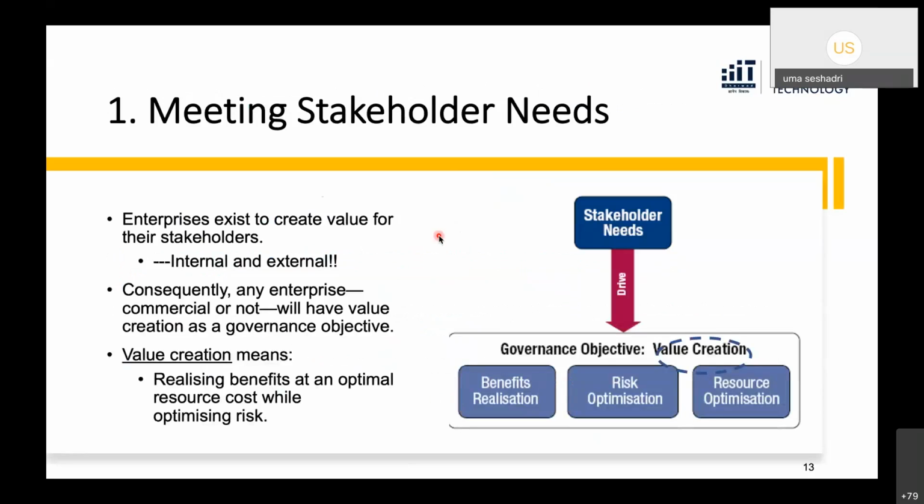Now let us go one by one. When we say it is meeting stakeholder needs, who are these stakeholders, and how do we have to look at stakeholder needs? An enterprise exists to create value for its stakeholders. So any organization, if you look at it, has internal customers and external customers.